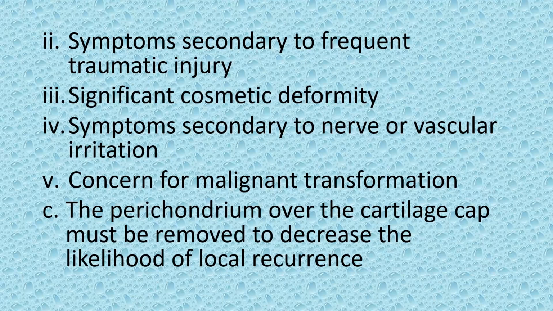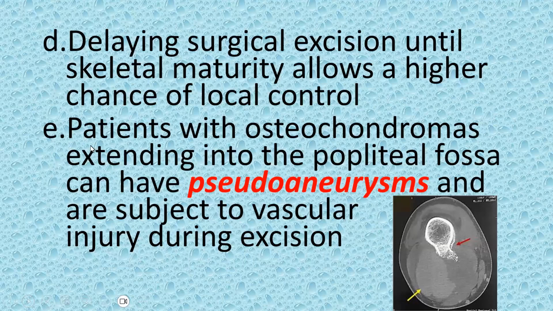What is the purpose? You have to remove the full cartilage cap so as to be at ease that you have done what is necessary. Okay? Delaying surgical excision until skeletal maturity allows a higher chance of local control. Patients with osteochondromas extending into the popliteal fossa can have pseudoaneurysms and are subject to vascular injury during excision.